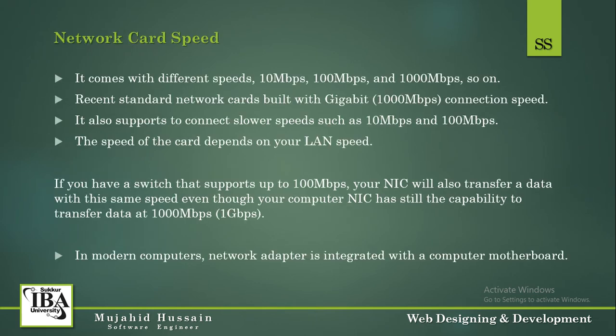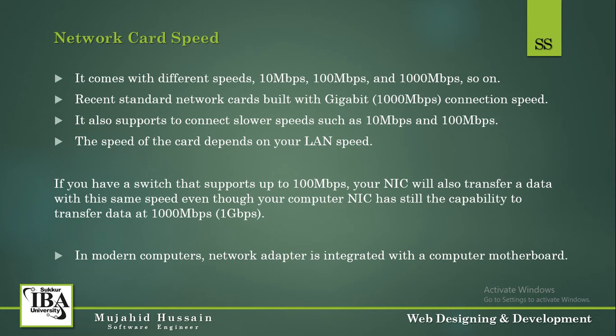Network card speed: it comes in different speeds: 10 Mbps, 100 Mbps, and then 1000 Mbps and so on. Recent standard network cards are built with gigabit, 1000 Mbps connection speed. They also support connecting at slower speeds such as 10 Mbps and 100 Mbps. So these are the slower speeds of a NIC or network card.